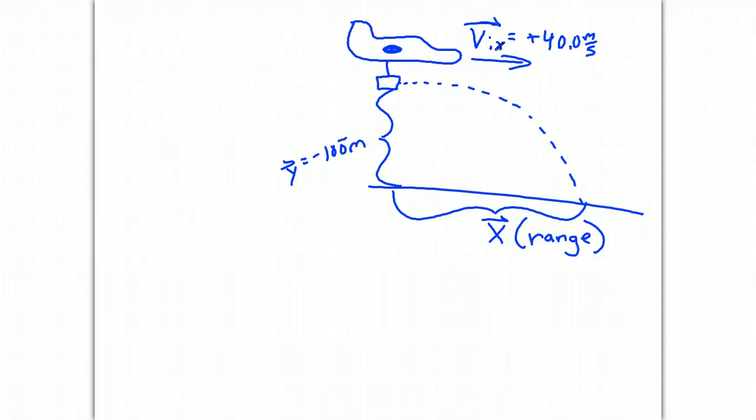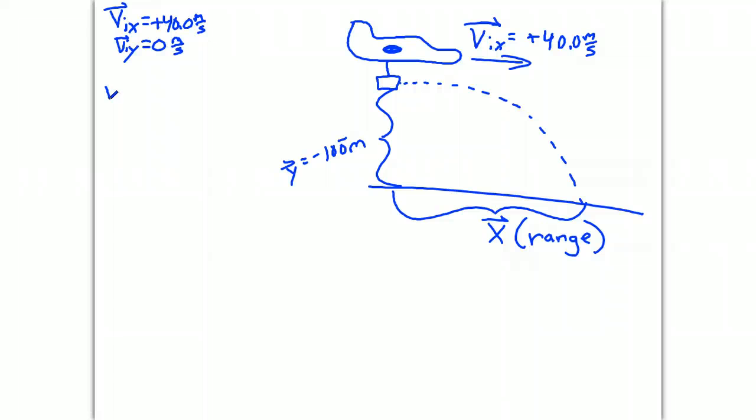So the first step in any projectile motion problem is to write down the initial components of the velocity. So we know that VIX is 40.0 meters per second, and VIY is equal to 0 meters per second. Next, it's ideal to find the time. Okay. If we're looking for the range, we only have one equation in the x direction, so therefore we need the time to use that equation.